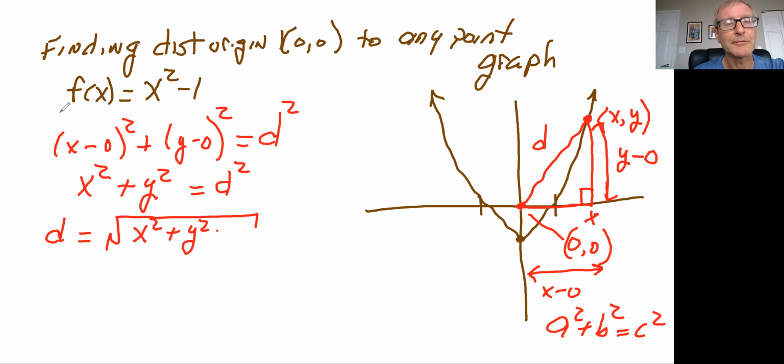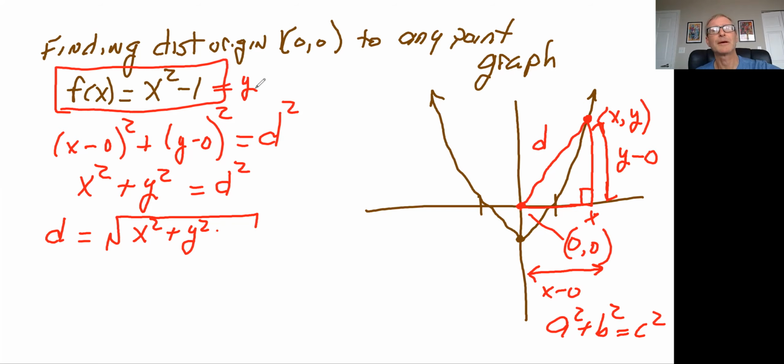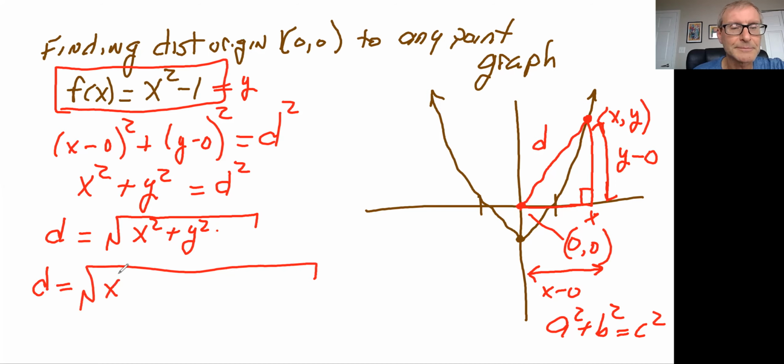Well, from our original equation, we know that x squared minus 1 equals y, right? So if we come down here, we could do a substitution. We have x squared here, and then plus x squared minus 1, squared. So wherever you see y, you plug in x squared minus 1. So you do a little bit more of a derivation.